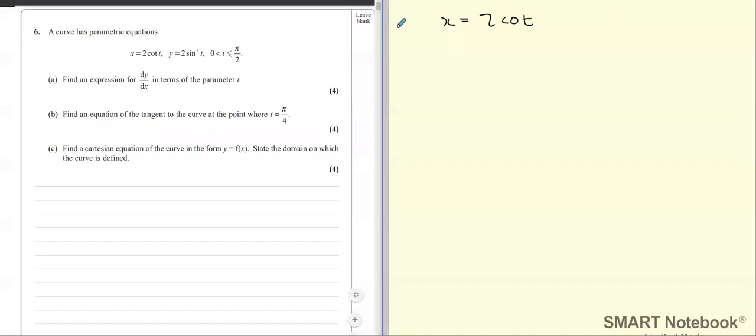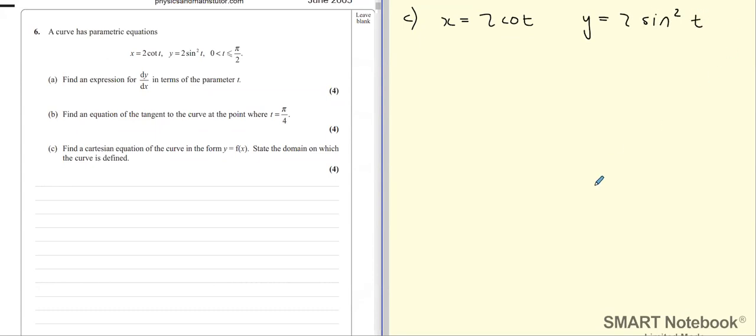y equals 2 sine squared t. So what can I do with this? Now, I've told you before that to find the trig identity linking this and this together, that's what we are trying to do. So cot, do we know any identities with cot?